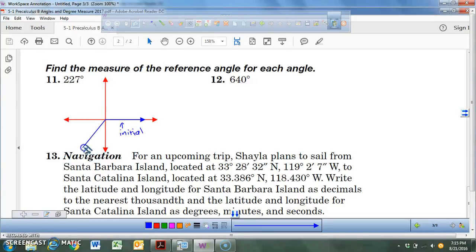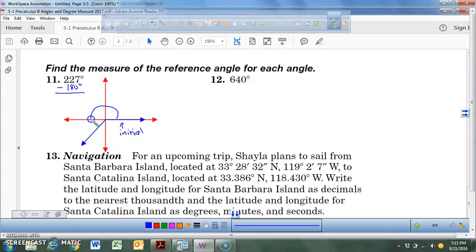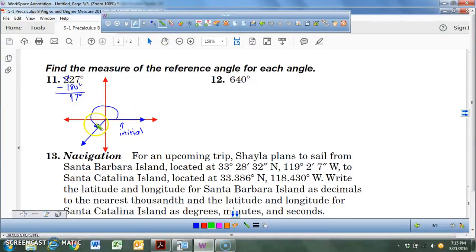How many more degrees would we go? If we took away 180 degrees, because just remember, from here to right there is 180, how much more do we have to go to get right there? Gonna borrow. Looks like we've got 47 degrees. So this angle right in there is going to be our reference angle.